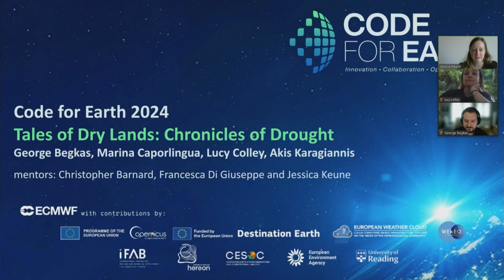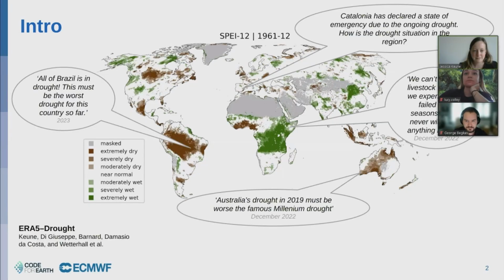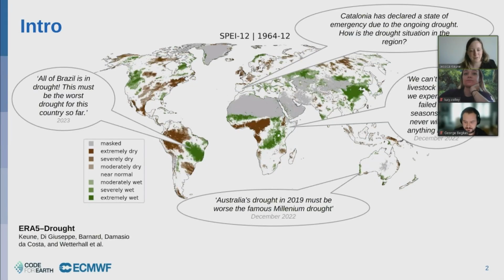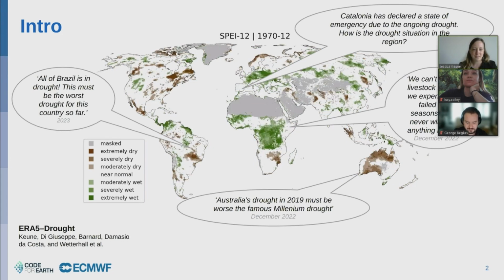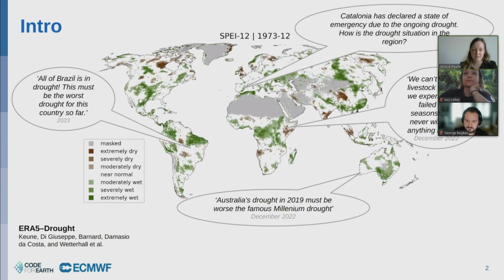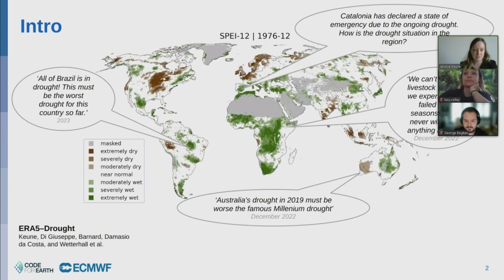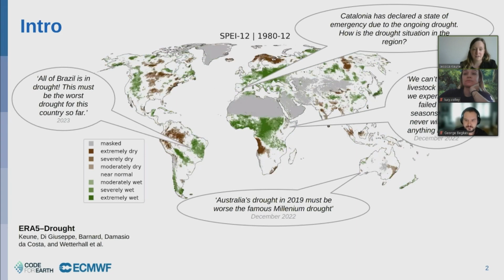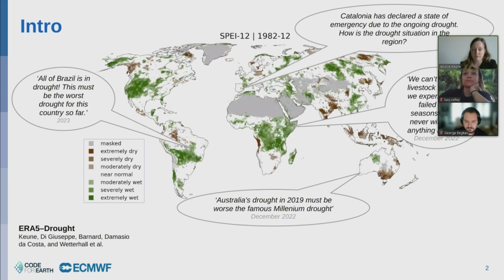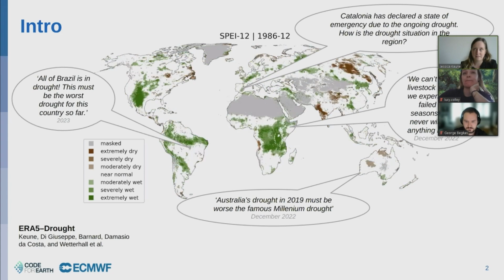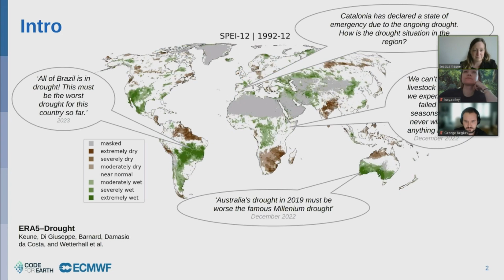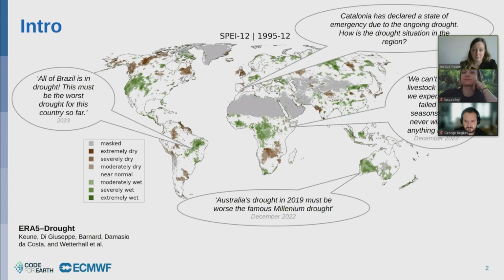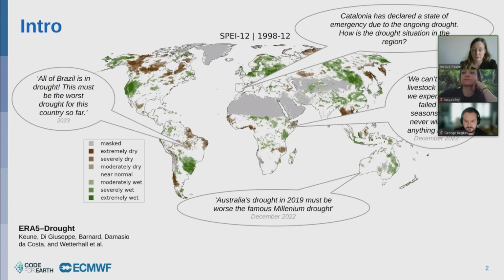So the idea behind our project was actually very egoistic, to be honest. Here at ECMWF, we have created this new data set, which we call ERA5 Drought. It's essentially a data set of drought indicators, which are calculated using the ECMWF reanalysis that exists since 1940 to today. And this data set is updated also near real time, so we get an update every month of the state of the drought globally.